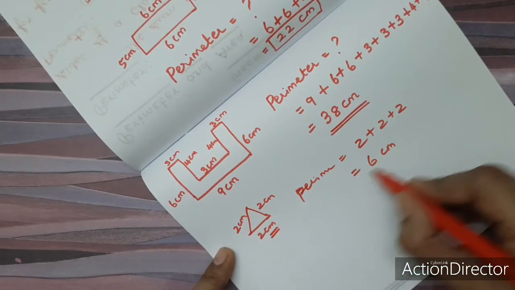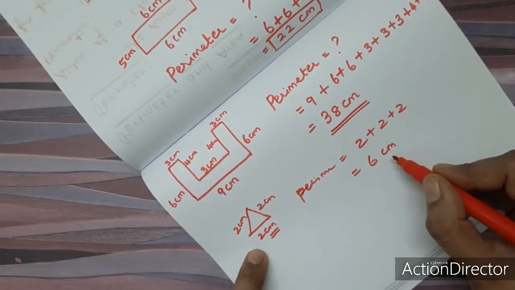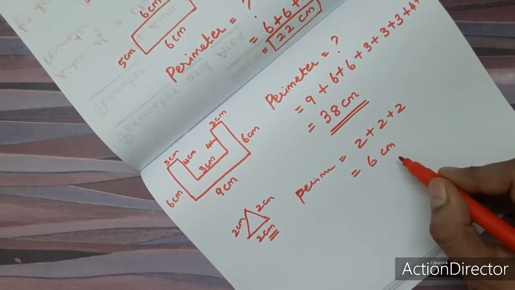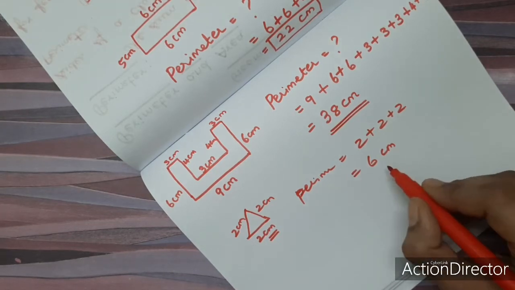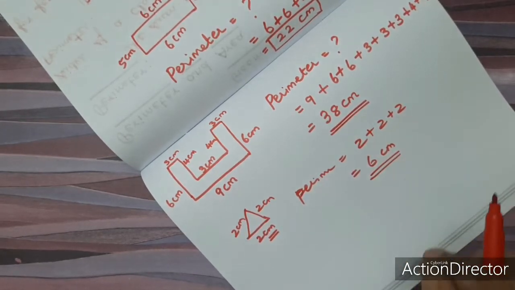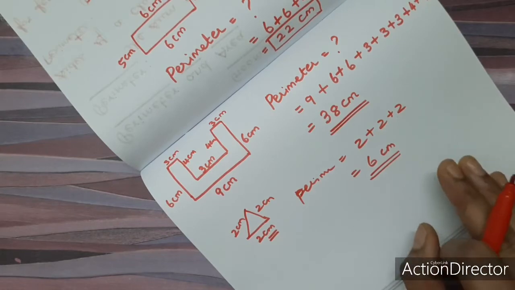So, here it is centimeter, so I am writing centimeter. If there is meter, you have to write meter. Any other measurements, you have to write that measurement. Okay. So, this is how you will find the perimeter of any closed figure.